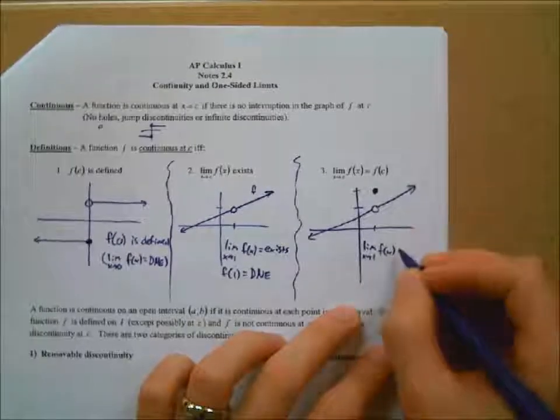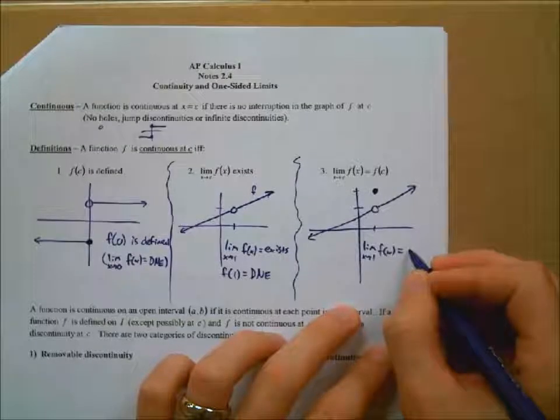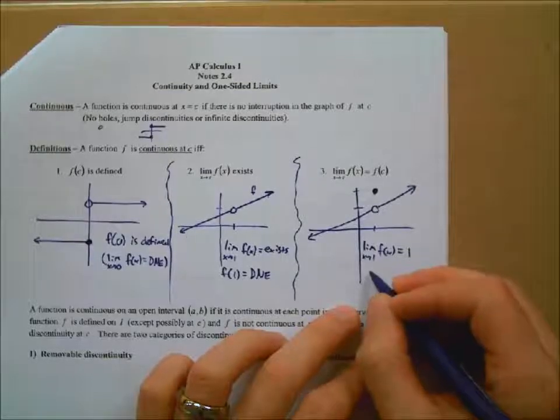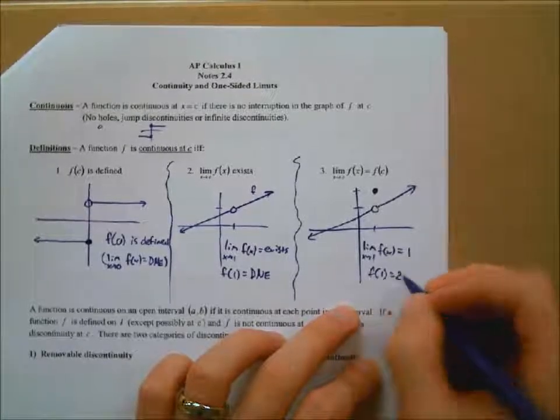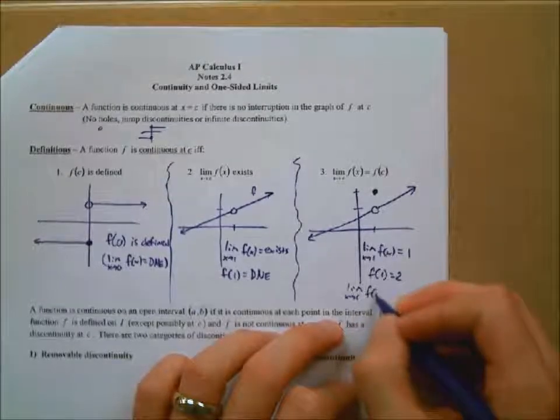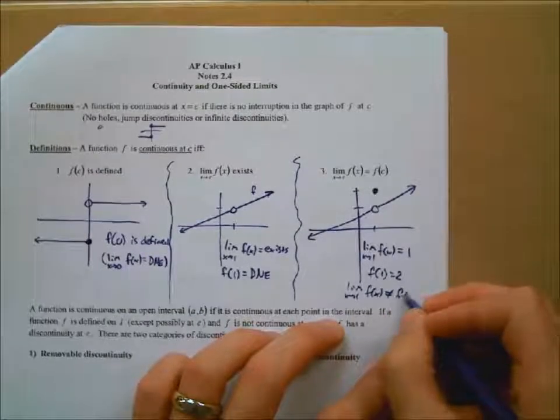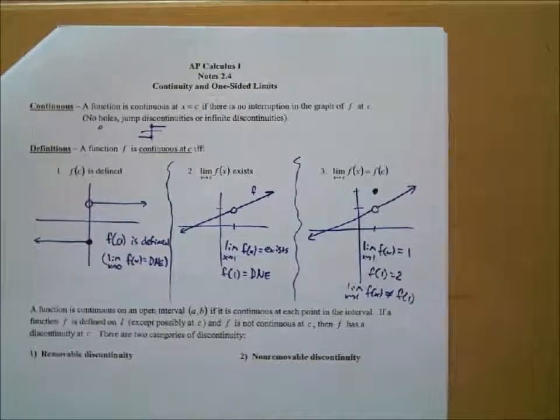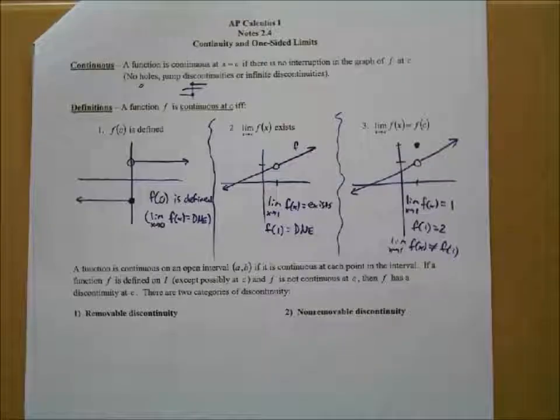So the limit as x approaches 1 of f of x equals 1, but f of 1 is 2. So the limit as x approaches 1 of f of x does not equal f of 1. Okay? It is only when all three of these things are simultaneously present that we can then say the function is continuous. So the function must be defined, the limit must exist at that point, and finally the limit and the function must be the same thing.